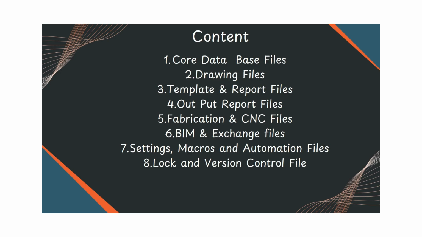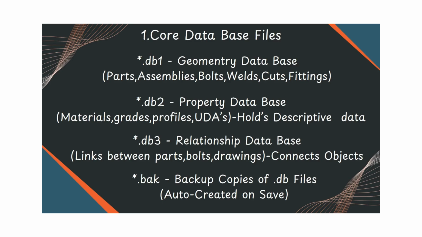Number 7. Settings, macros and automation files. So it contains file types like UEL, means custom components, and CS, means something we develop using Open API, C#. Number 8. Lock and version control file. The main function of this lock is it prevents two users opening the same model if it is in single user model.